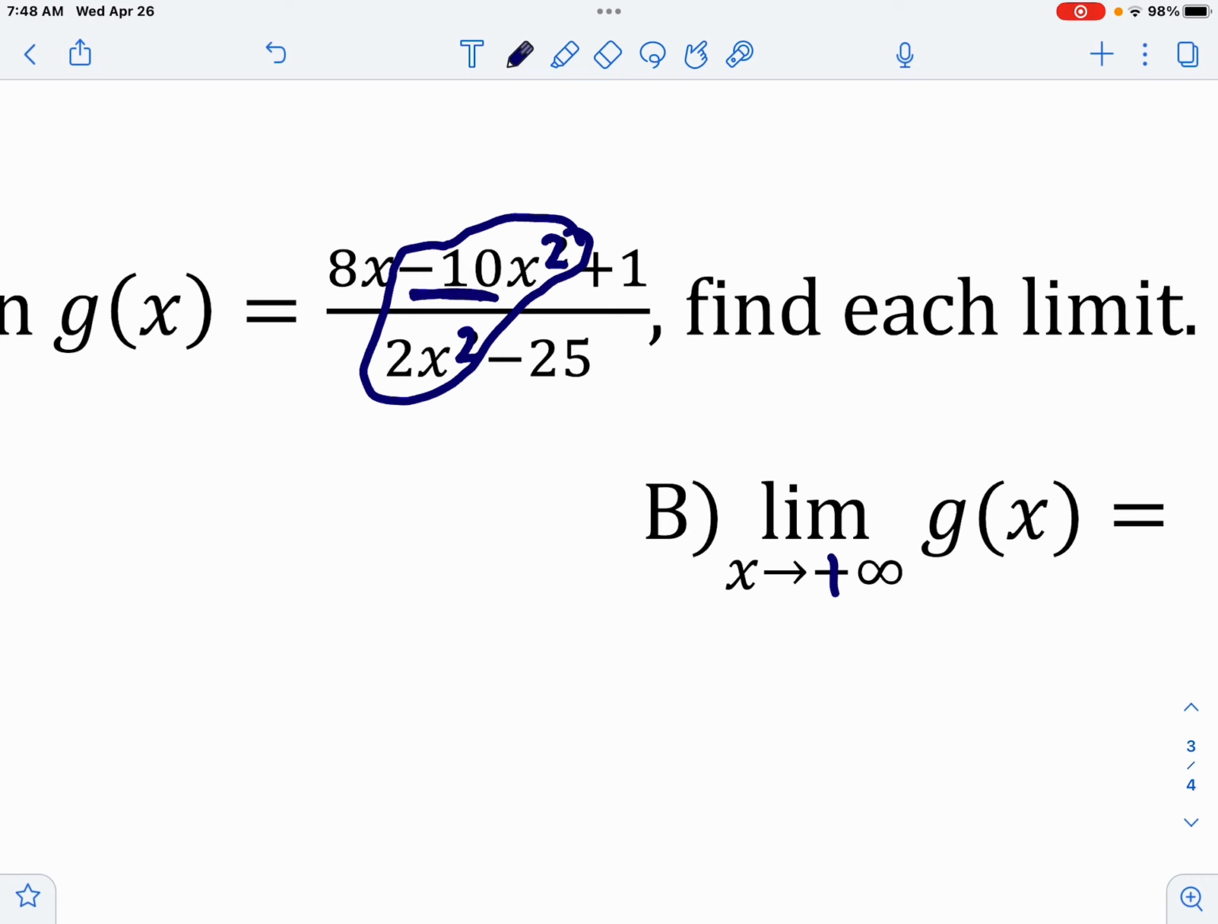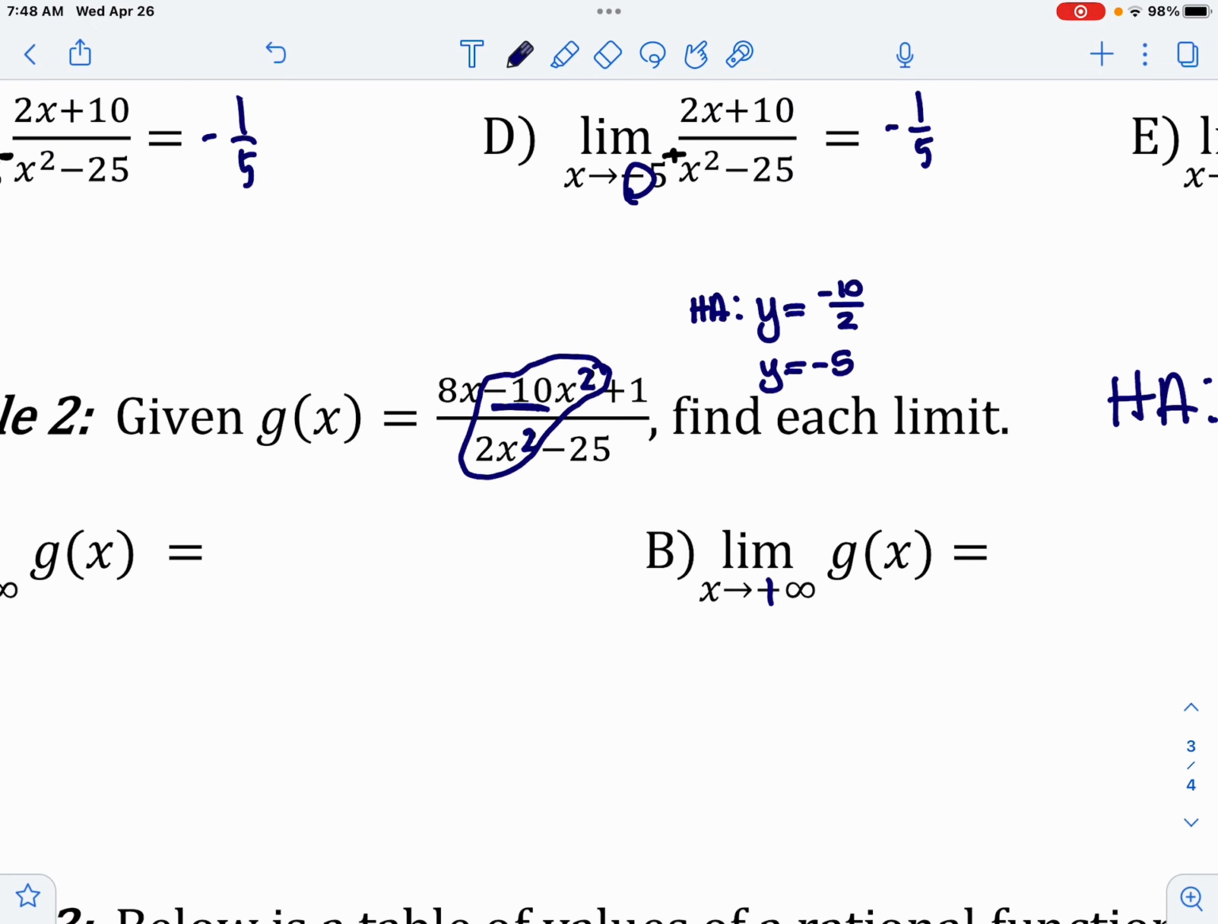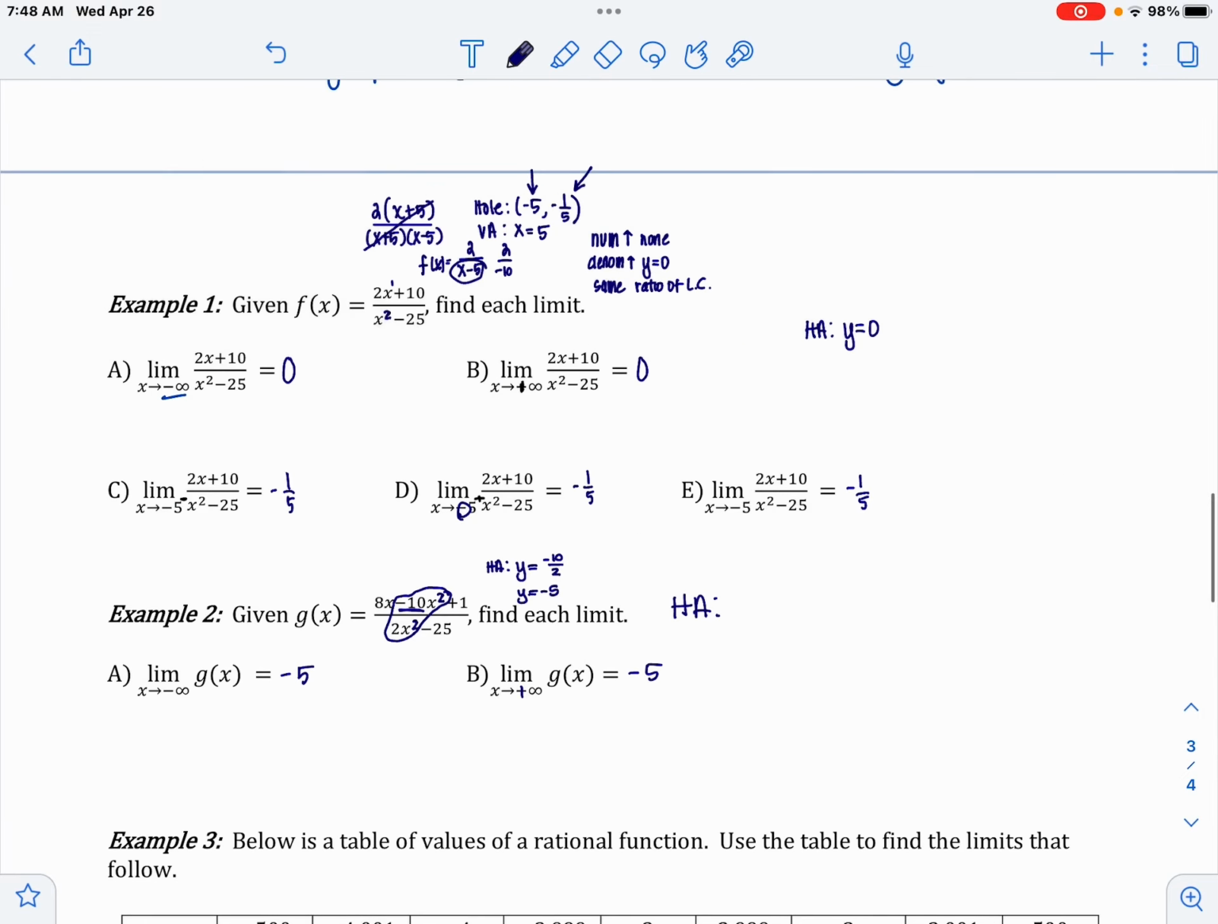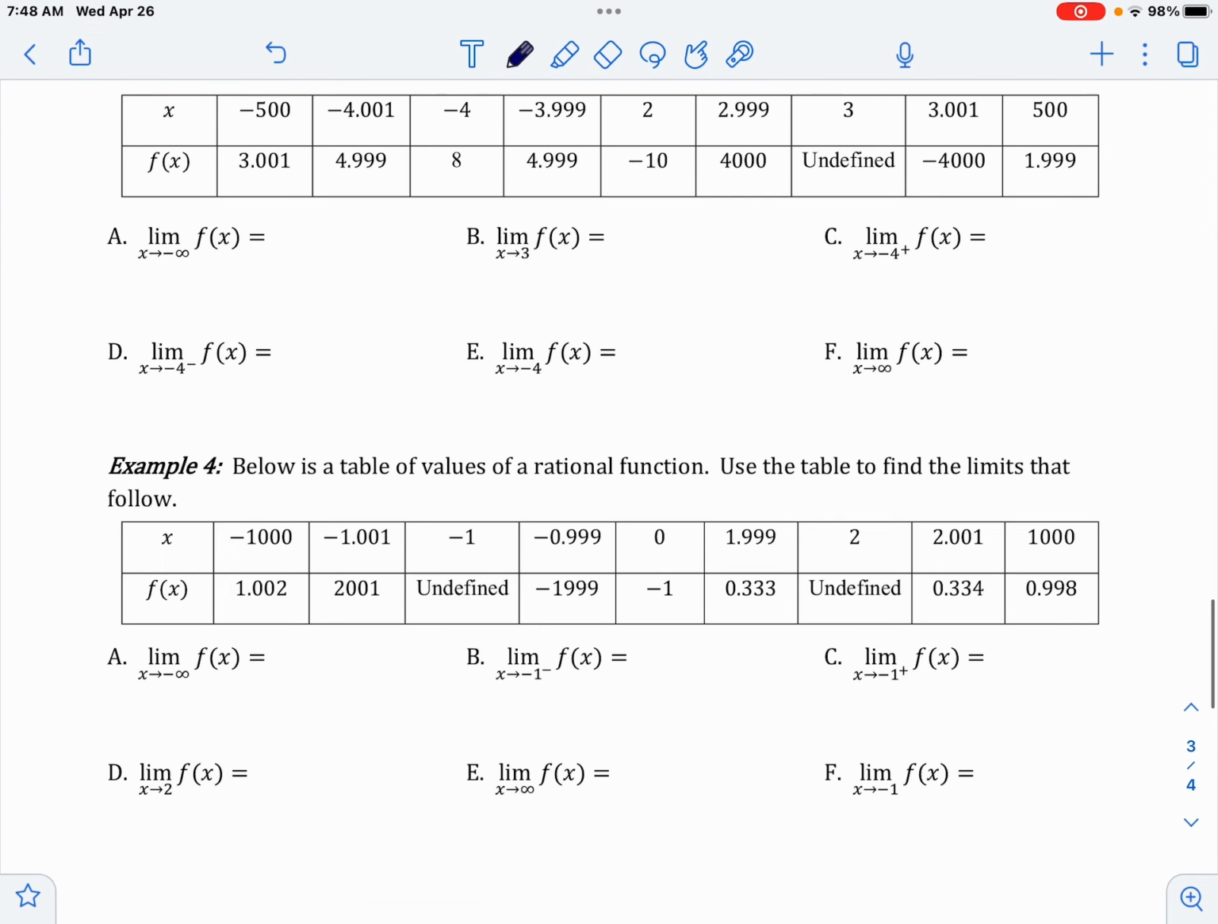So that would be my horizontal asymptote: y equals -10 over 2, which is y equals -5. So now I know that I am going to approach my horizontal asymptote in both directions. So -5, -5. Okay. All right, lastly, we have this table here.